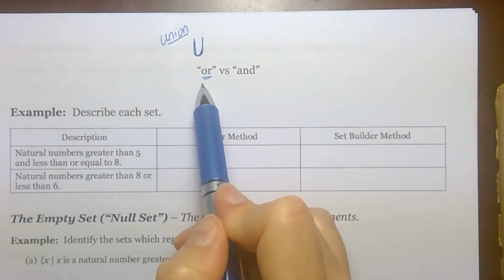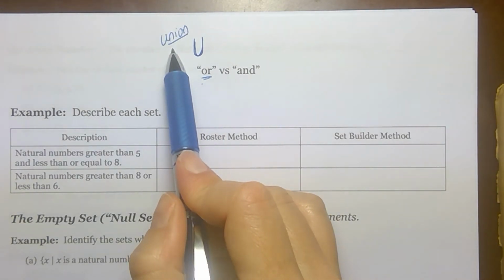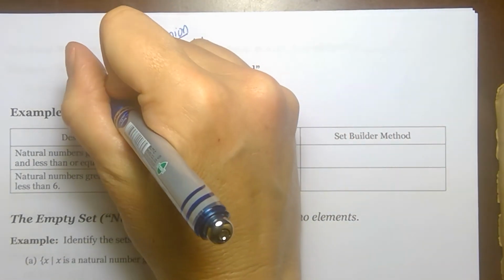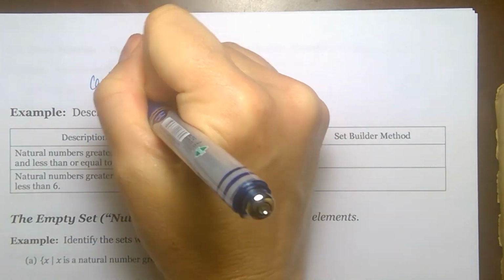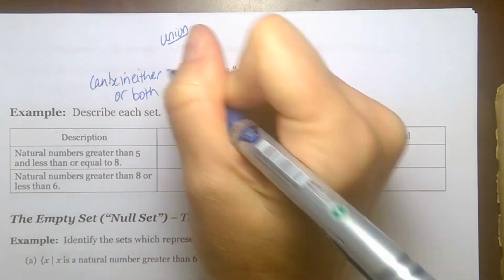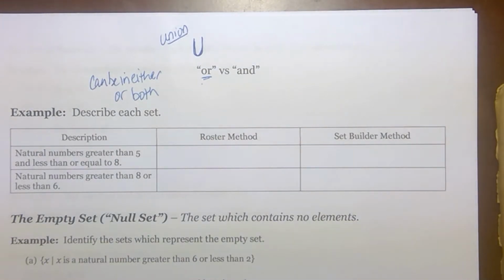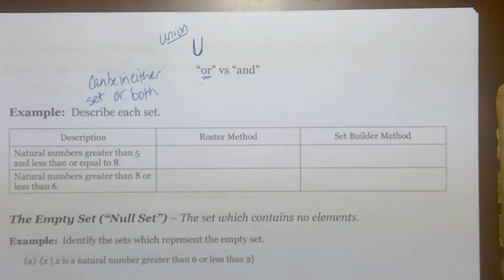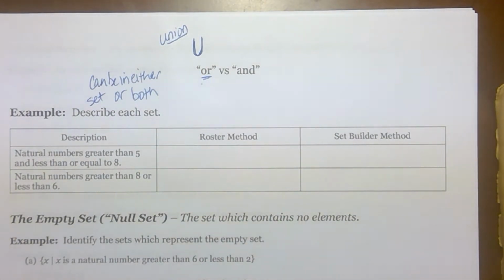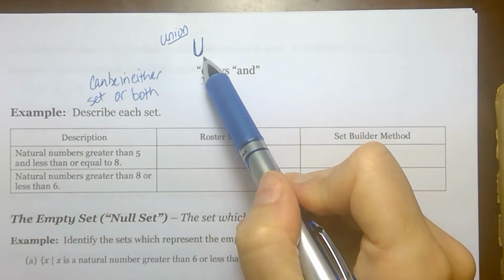If I'm interested in the union, in the or, I'm interested in elements that can be in either set or both sets. So it's the inclusive or. If it's in the union, it can be in either set or both sets. Now here's the way that I tell my classes to remember union. Marriage is a union. Have you ever heard marriage talked about as a union?